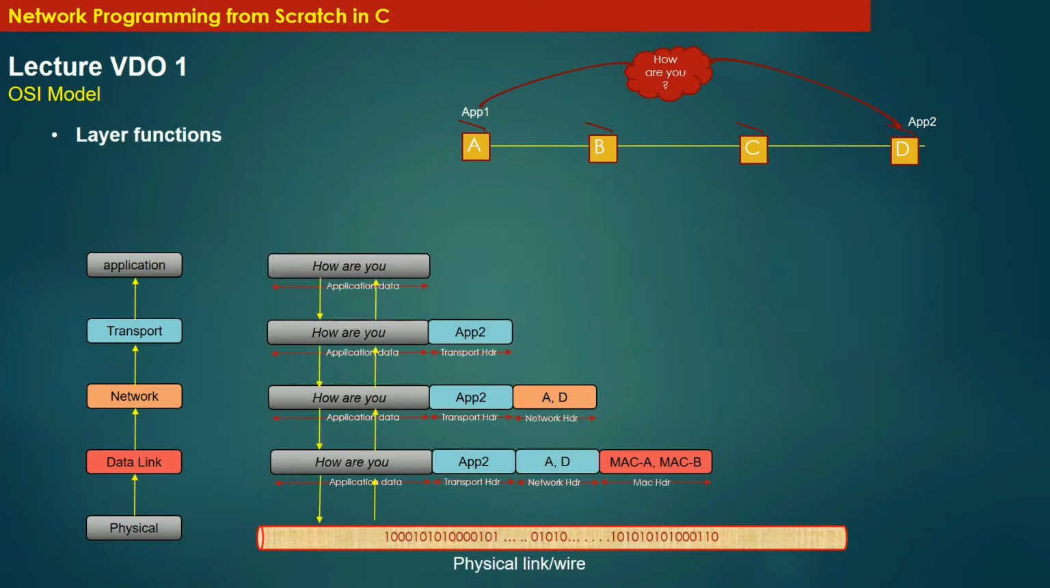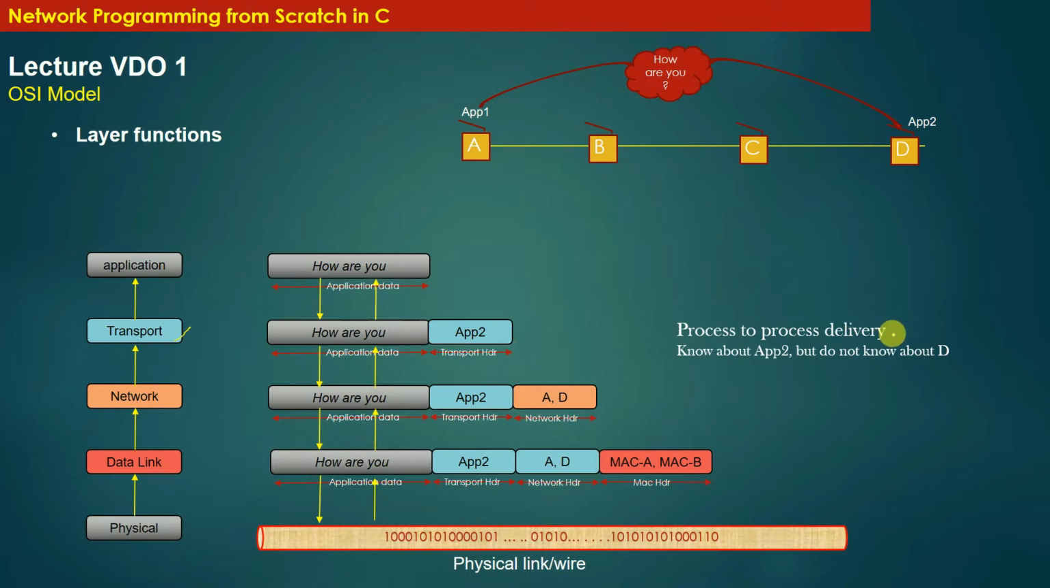So going forward, let us summarize the layer functions. That is the function of each layer in the TCP/IP stack. So as you know that the transport layer encodes only the application identities which are communicating with each other.